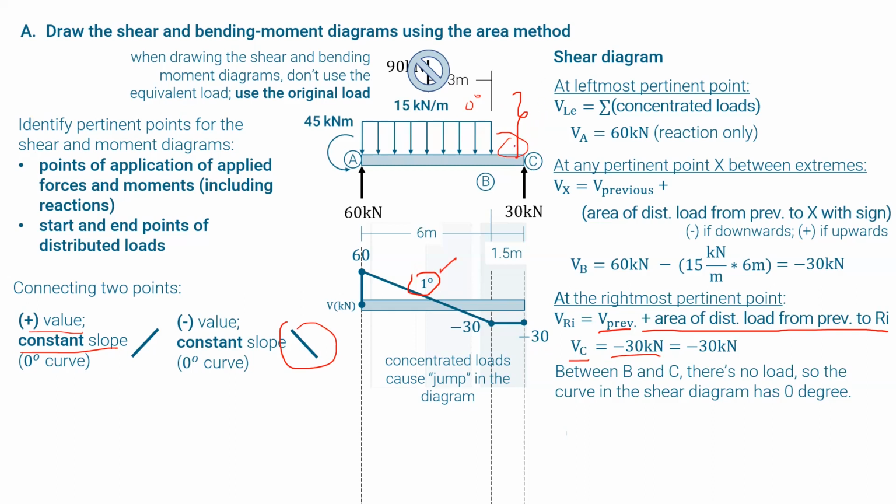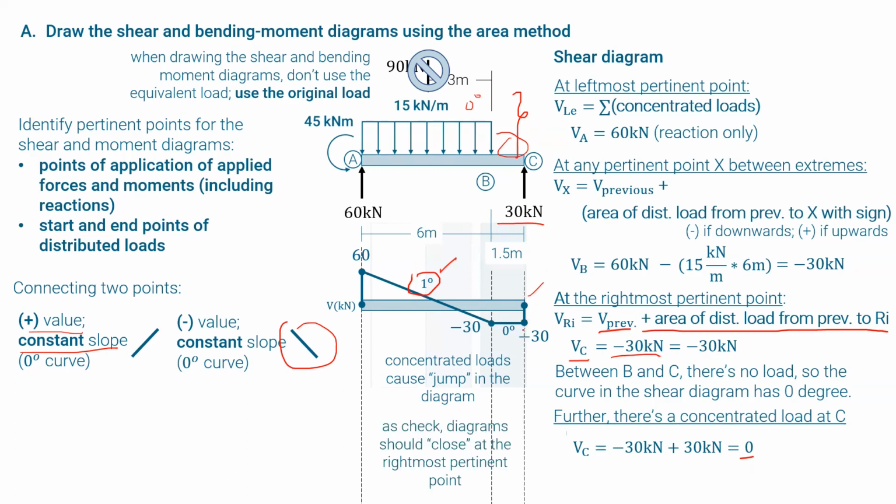Now, may kulang pa kasi nakakita kayo ng applied. So, sinasabi ko kanina na kapag may applied, ano mangyayari? May sudden jump. So, you have two values of the shear at C. So, VC is equal to negative 30 plus 30. That brings us to 0. So, from negative 30, bababa siya dapat sa 0. And that's a good sign. Bakit? Kasi kapag nag-close yung diagram, that is kapag nag-0 yung huling-huli, ibig sabihin, guide mo na yun na tama yung ginagawa mo. As check, diagram should close at the rightmost pertinent point.